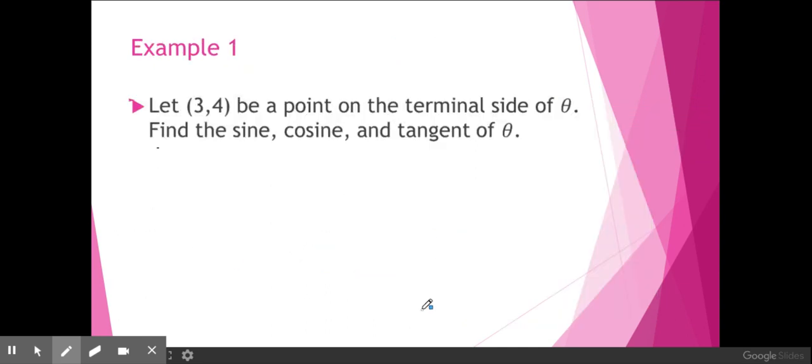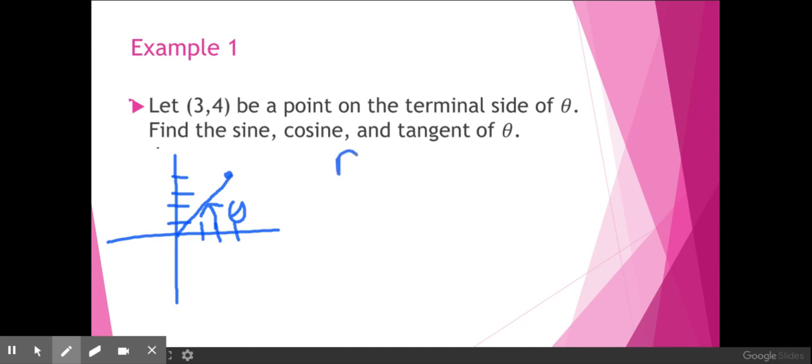An example of a problem you might see looks like this. Let 3, 4 be a point on the terminal side of theta. Find sine, cosine, and tangent of theta. The first thing we want to do is draw out this point to get a visual idea of what this is asking us. Theta is the angle that is made when we connect our point to the origin. So right here would be our angle theta. This is our point, and we need to solve for the radius.